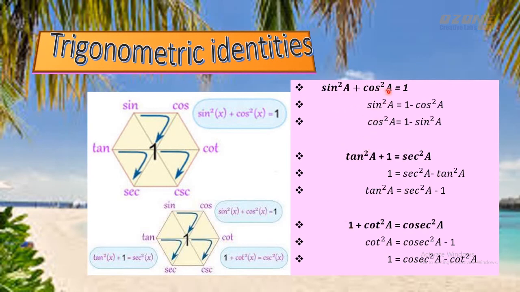So sine square A plus cos square A equal to 1. If we want to find sine square A and cos is given, we can write sine square A equal to 1 minus cos square A. Or if we want to find cos square A, we can write cos square A equal to 1 minus sine square A. That is, we are taking one value to the other side of the equal sign, that is all. Next, tan square A plus 1 equal to sec square A. So 1 can be written as sec square A minus tan square A, and tan square A equal to sec square A minus 1. In the same way, 1 plus cot square A equal to cosec square A can be written as cot square A equal to cosec square A minus 1, or 1 equal to cosec square A minus cot square A.